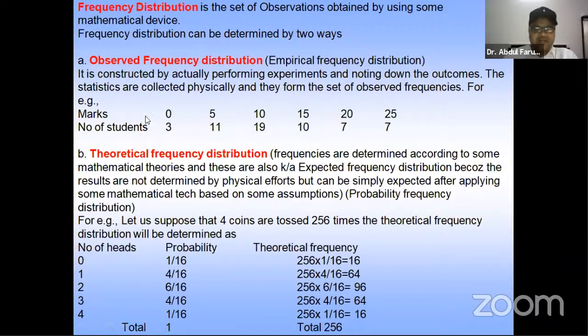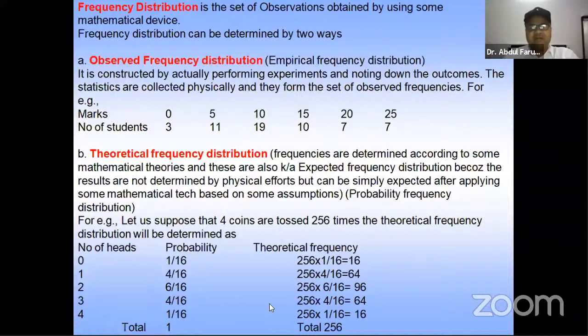Ek example hai iska, aap dekh lijiye. Let us suppose that 4 coins are tossed 256 times. The theoretical frequency distribution is determined as the number of हेड आने की जो पॉसिबिलिटीज है, it is 1/16 for one trial. नंबर ऑफ हेड वन आने की जो पॉसिबिलिटीज है, it is 4/16. दो बार हेड आएगा उसकी पॉसिबिलिटी 6/16, like this.